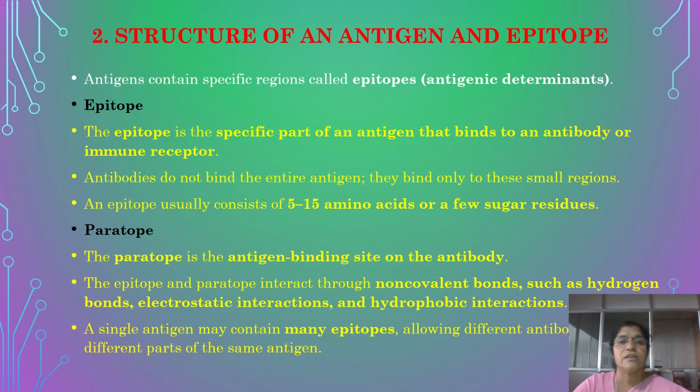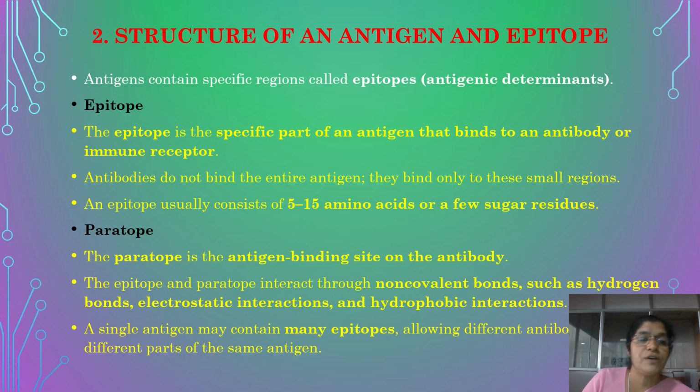The structure of an antigen and epitope. Antigen contains specific regions called epitope, or it is also called antigenic determinants. The epitope is the specific part of an antigen that binds to an antibody or immune receptor. Antibodies do not bind the entire antigen, they bind only to these small regions. An epitope usually consists of 5 to 15 amino acids or a very few sugar residues.